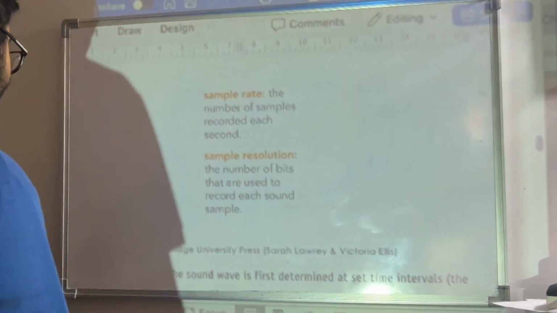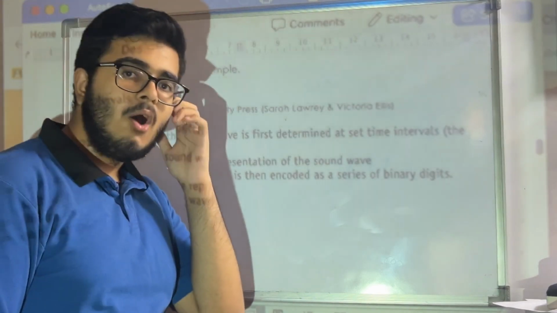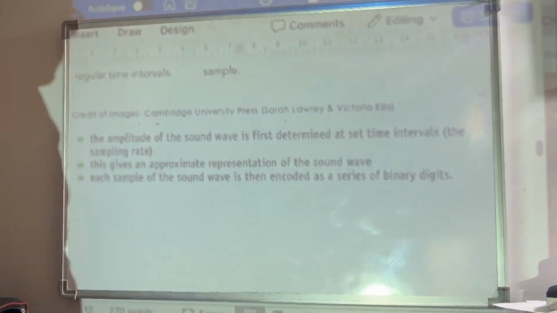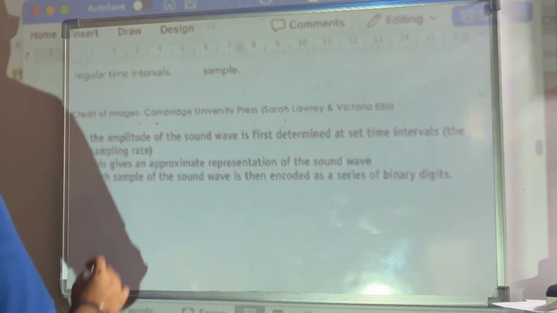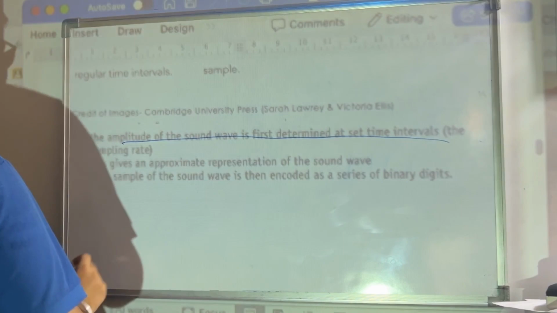Moving ahead, if the question asks you how a sound file is stored, this is what you need to write. The amplitude of the sound wave is first determined at a set time interval, right?